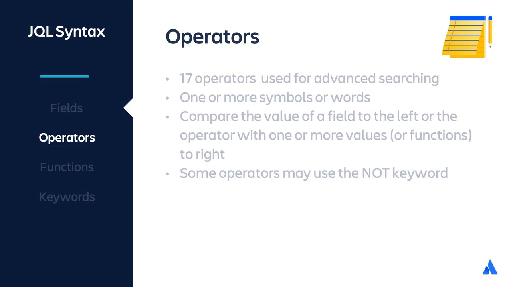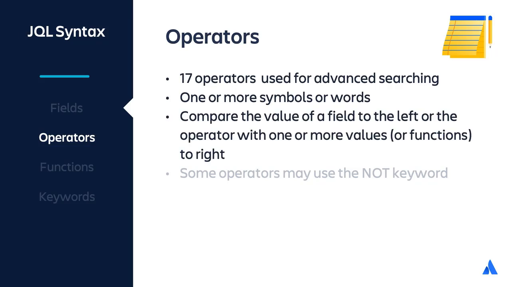Let's move on to operators. We will cover all 17 operators in JQL. These operators consist of one or more symbols or words, like is or the symbol for equals. We will discuss these features by putting them in logical groups. We'll then have examples of the fields you would use those operators with. They compare the value of a field to the left of the operator with one or more values or functions to the right of it. Some operators may use the not keyword.